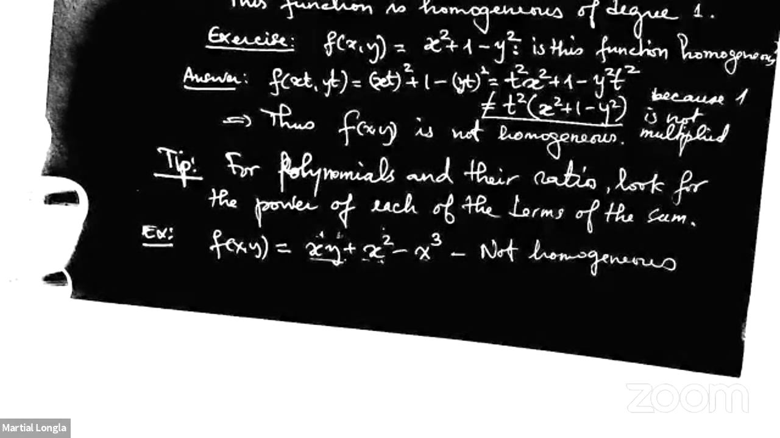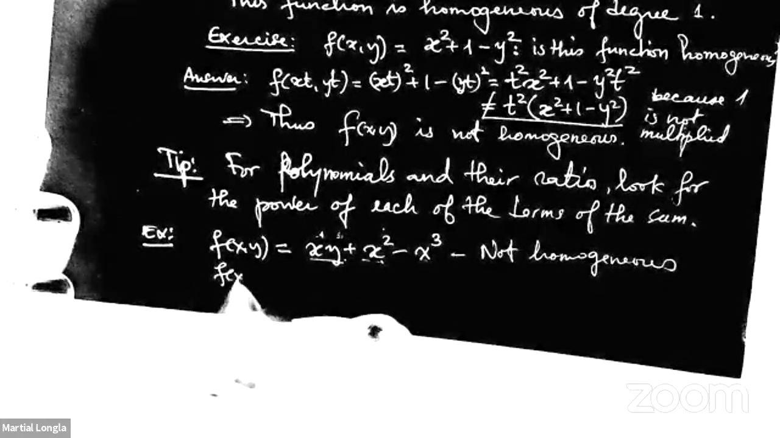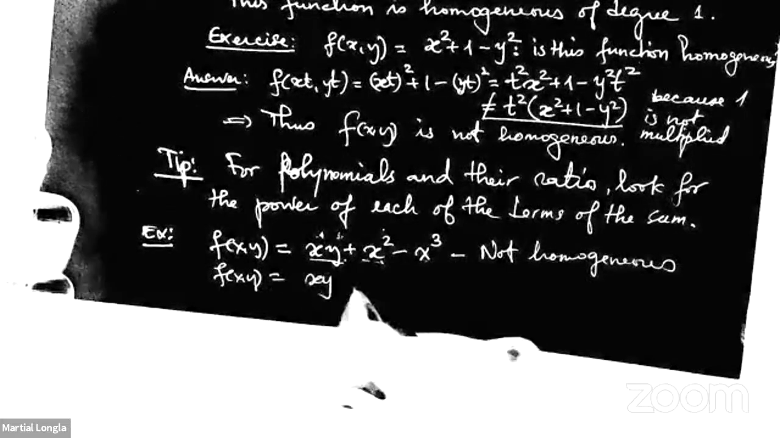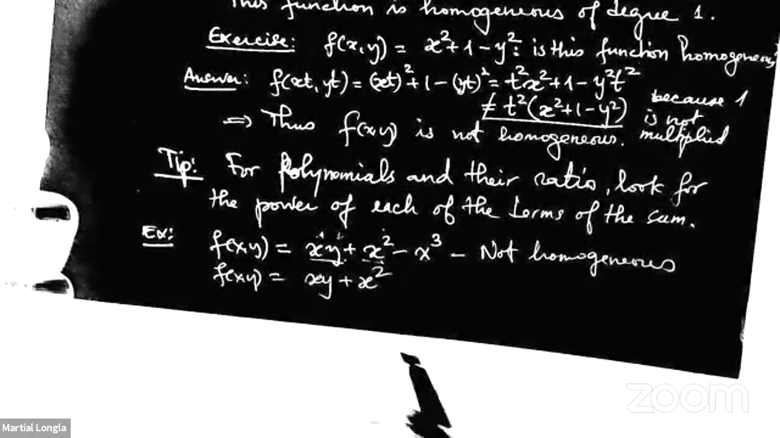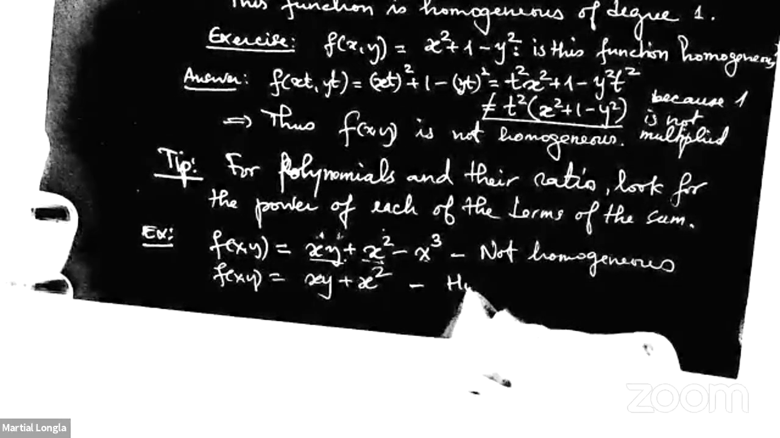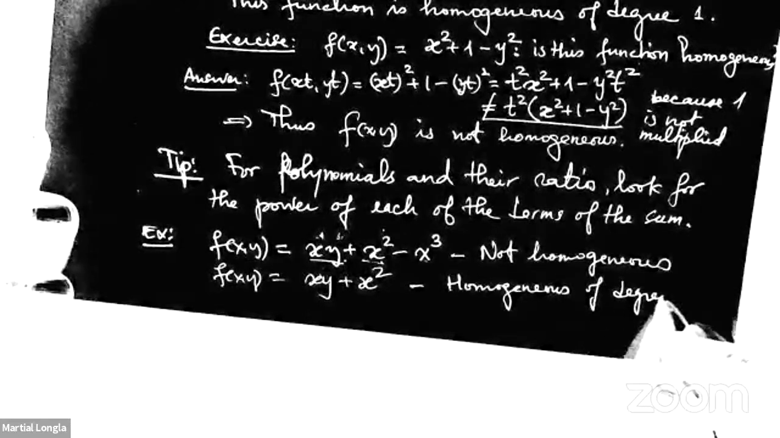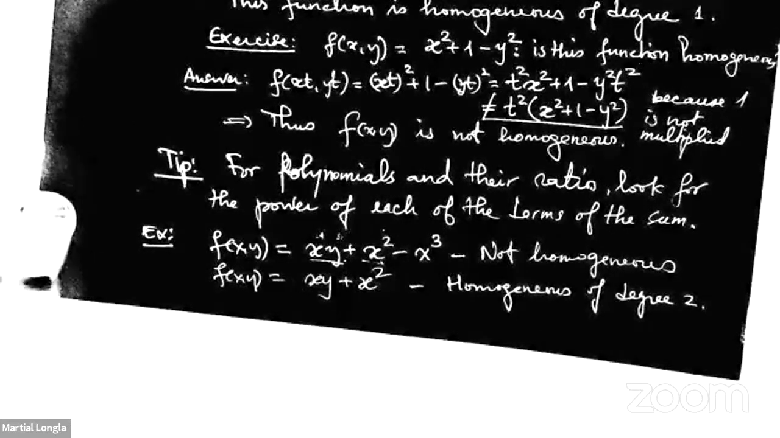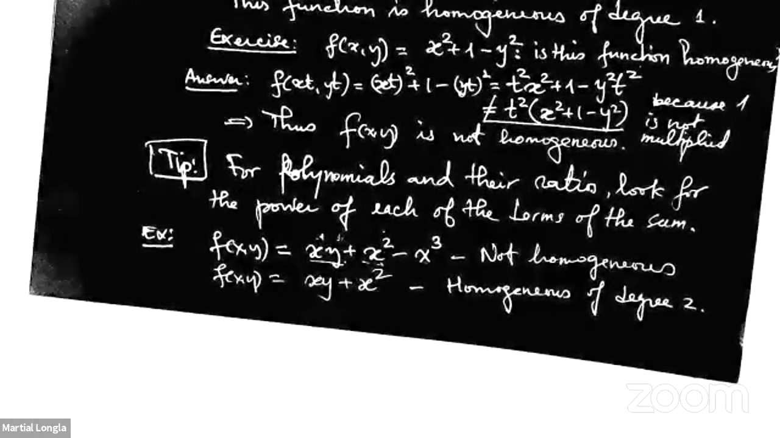Am I making sense? Now, if you take another one, let's say I take the same thing, but I leave out the last one, then the power is 1 plus 1, 2. The power of this one is 2. 2 and 2 are the same, so this is going to be homogeneous, of degree 2, because that's the power. So that's kind of a tip that you can use when you see things like that. Any questions?